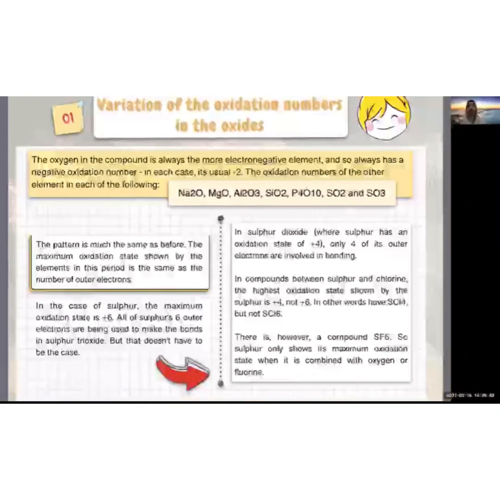The oxygen in the compound is always the more electronegative element, and so always has a negative oxidation number. In each case, it is usually minus 2. The oxidation number of the other elements in each of the following: Na2O, MgO, Al2O3, SiO2, P4O10, SO2, and SO3.